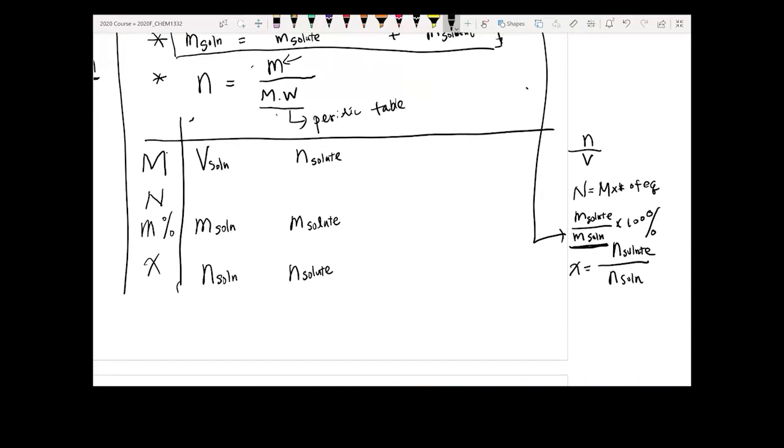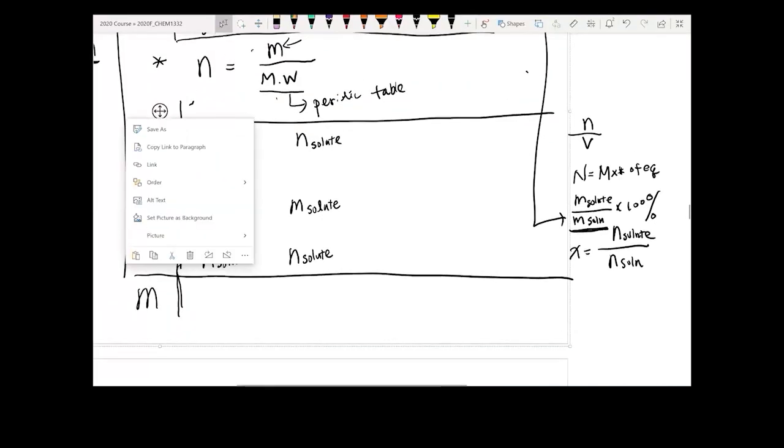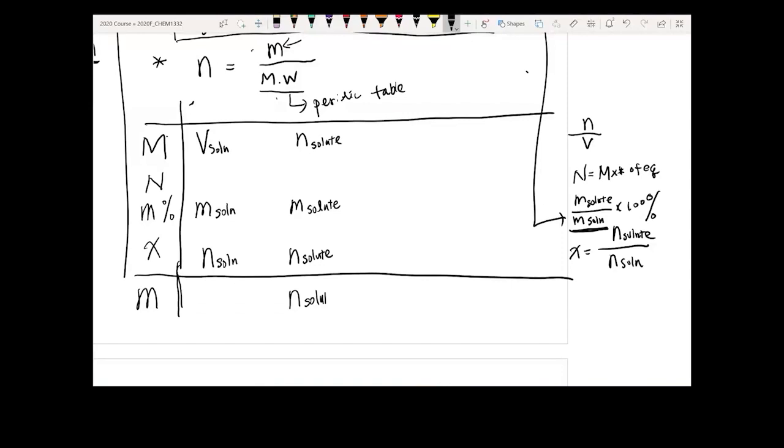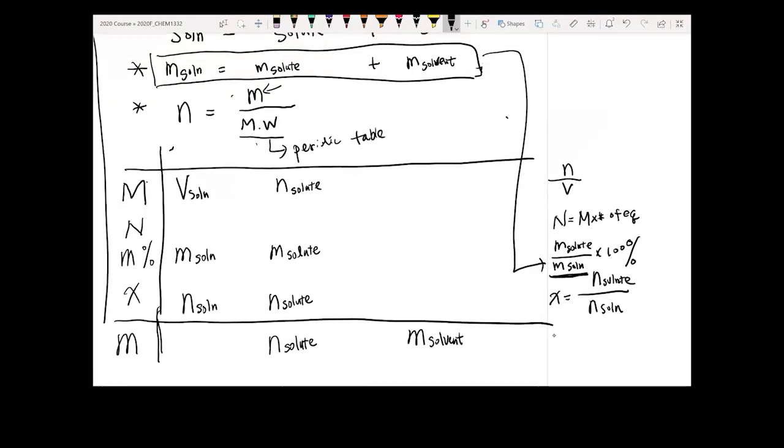In all these four, the denominator is your solution. The thing that's different is your molality, right? Because the molality requires the number of moles of your solute and the mass of your solvent. So the molality is equal to the number of moles of your solute divided by the mass of your solvent in kilograms. This table pretty much summarizes all the calculations.